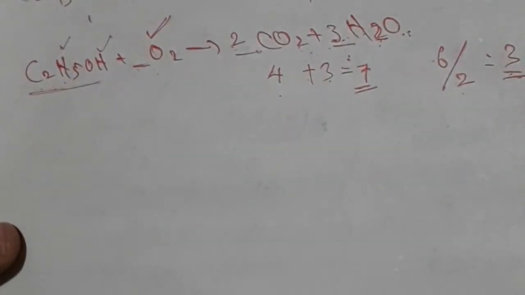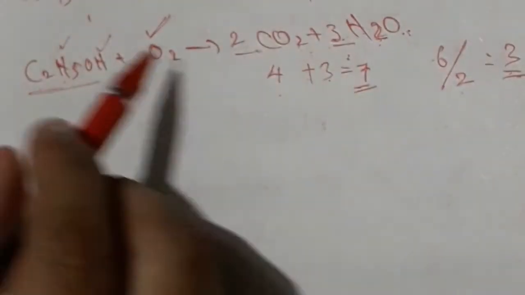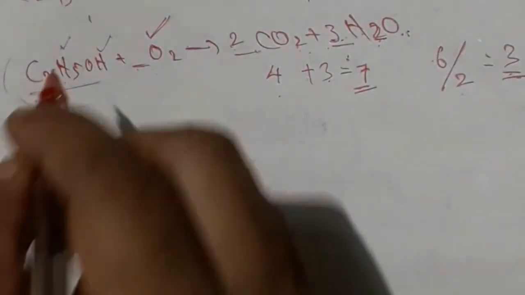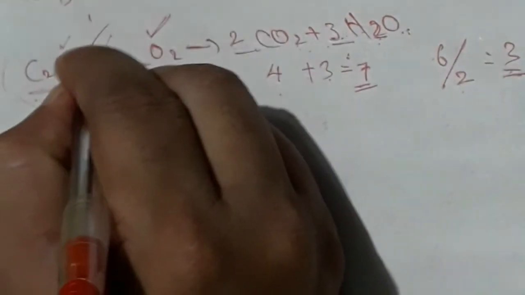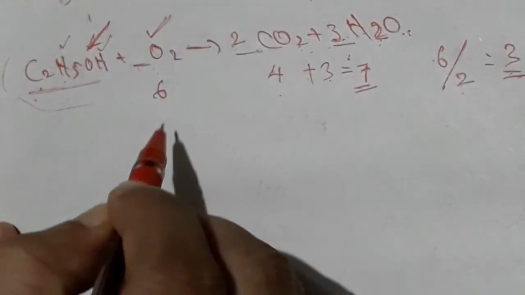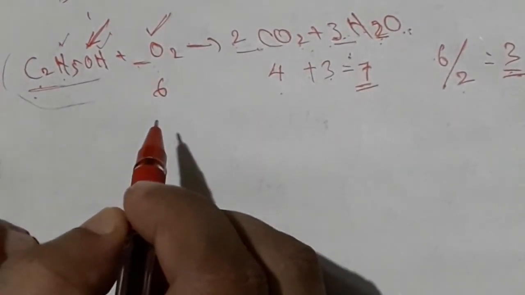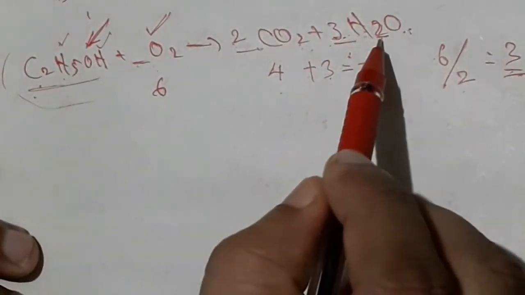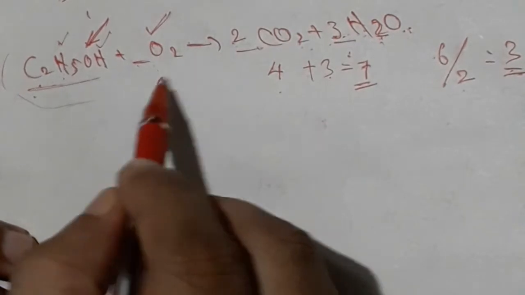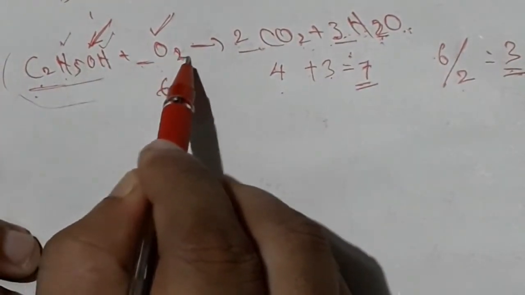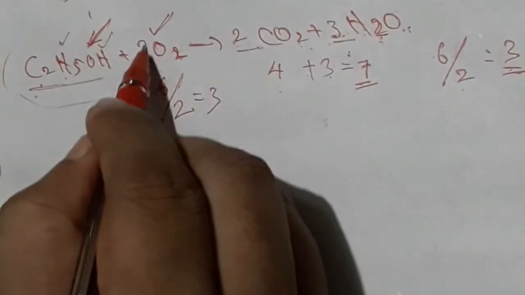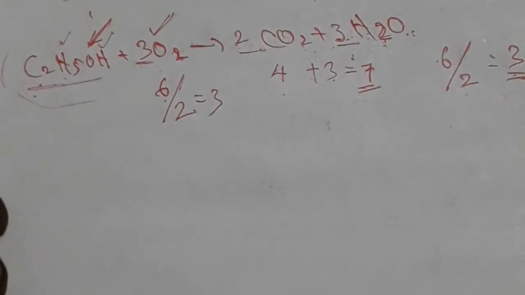7 oxygen. So we need 7 oxygen on the left-hand side also. Already 1 oxygen is there, do not forget to count this oxygen, in C2H5OH. So we need 6 oxygen on this side. Same as before, we need 6 oxygen, O2. Because of this 2 we have to divide 6 by 2. It will be 3. So 3 oxygen. So this is the balancing.